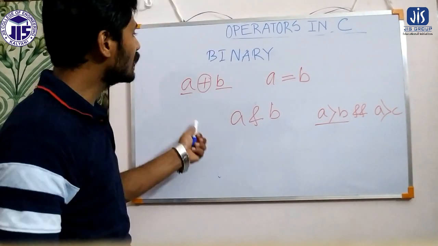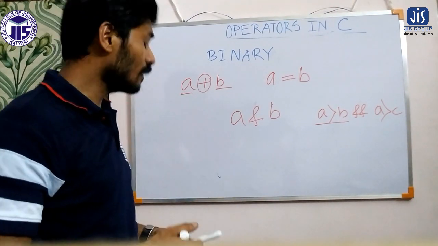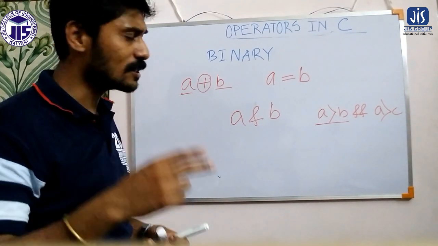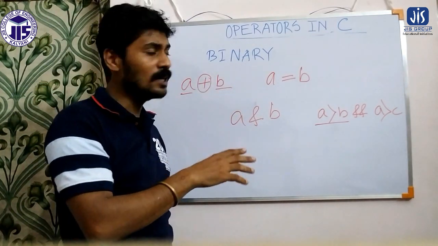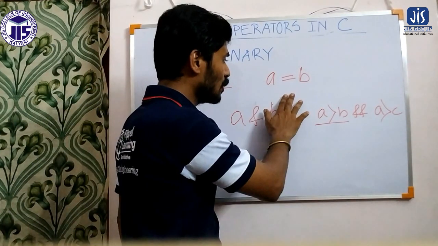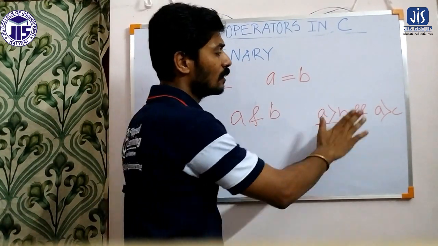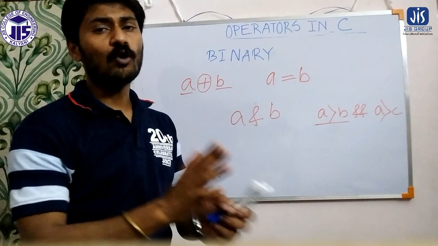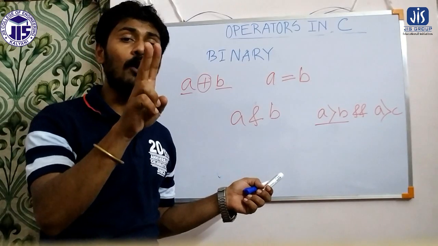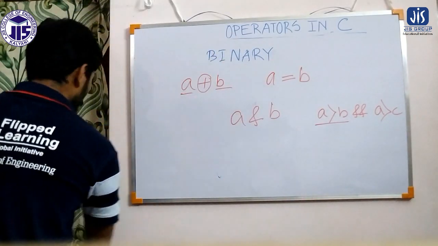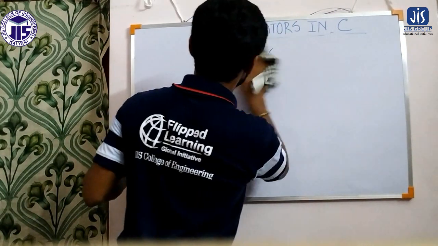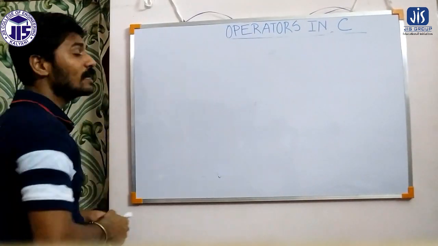So that's why these are all called binary operators, where a minimum of two operands is required to perform the operation using these operators. So basically arithmetic operator, assignment operator, bitwise operator, logical operator, all are types of binary operator where a minimum of two operands is required. And the third one is the ternary operator.